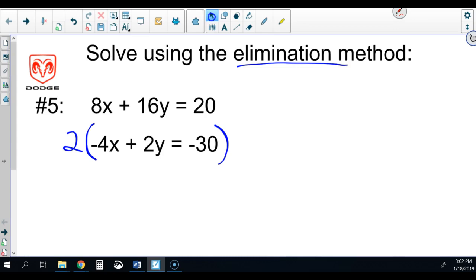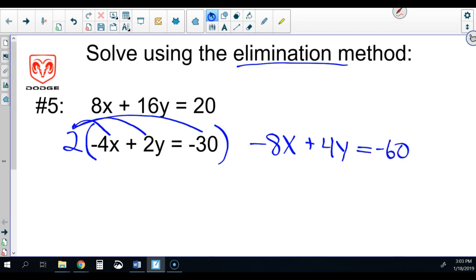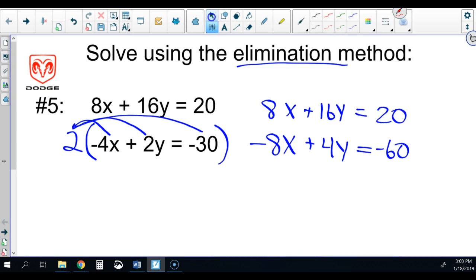This gives me -8x when I distribute plus 4y equals -60. The top equation doesn't change. It stays 8x plus 16y equals 20. So now here are my two new equations that I'm looking at, and I see that the 8's match up, ignoring the negative sign. 8 and 8 match up.